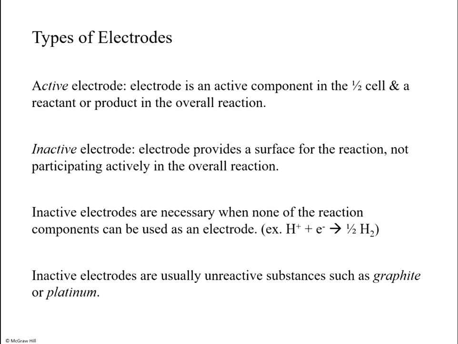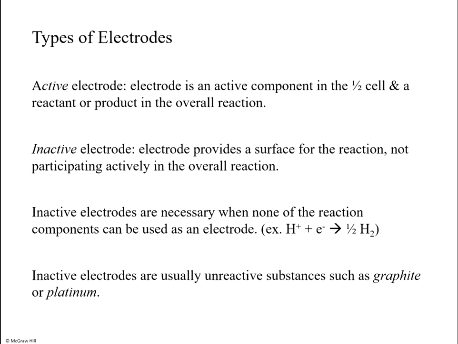There are some species, though, which are in the oxidized and reduced form in solution. In order to allow electrons to be transferred out of the solution, we use what we call an inactive electrode. An inactive electrode provides a surface for the reaction that does not participate actively in the overall redox reaction. Inactive electrodes are necessary when none of the reactants can be used as an electrode.